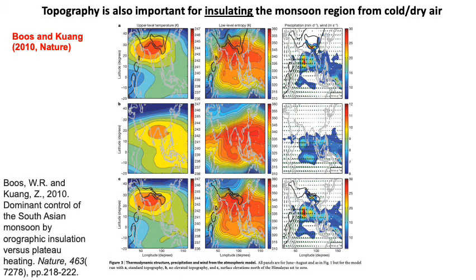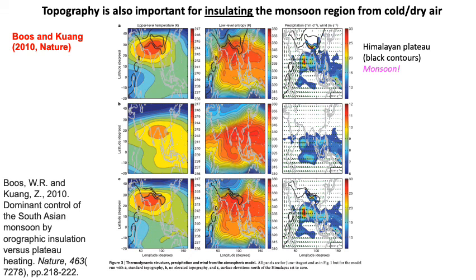And so this is work done by Boos and Kuang in 2010 in Nature, which is really important work. I'm just going to highlight one key result from their simulation. So what they did with the South Asian monsoon was to change the topography over the Himalayas to demonstrate its importance. So I'm going to walk through these plots. The column on the left is upper level temperature, which we won't even talk about much here. The middle is low-level entropy, which is an analogous quantity to moist static energy. So you can think of it as theta E if you want. And then the right column is precipitation in millimeters per day.